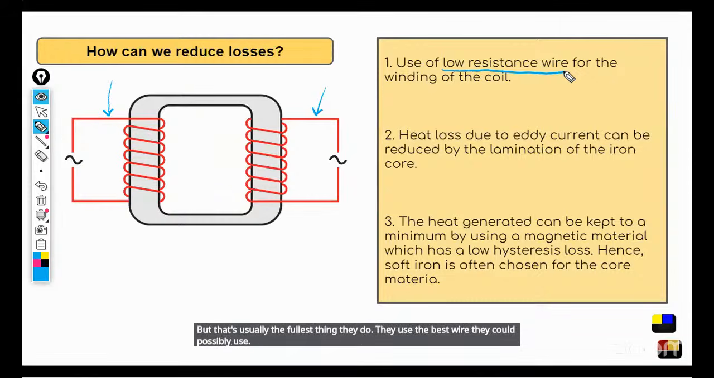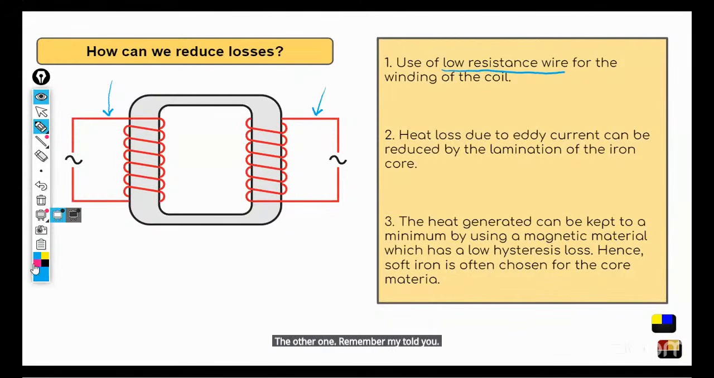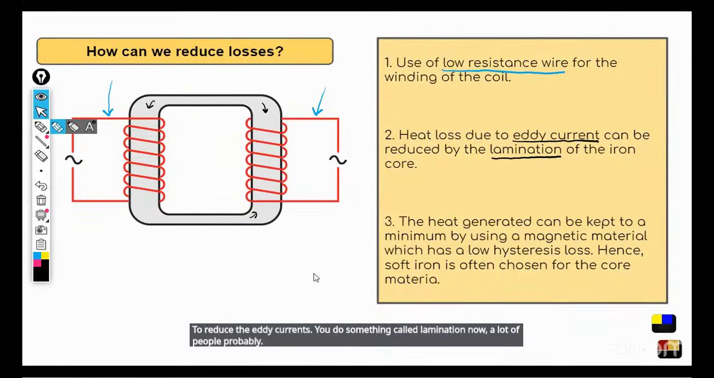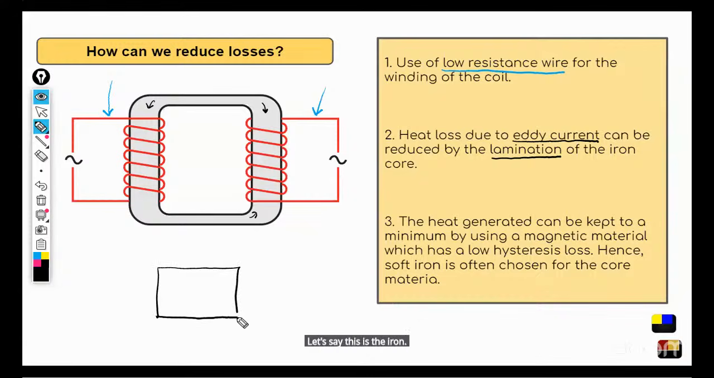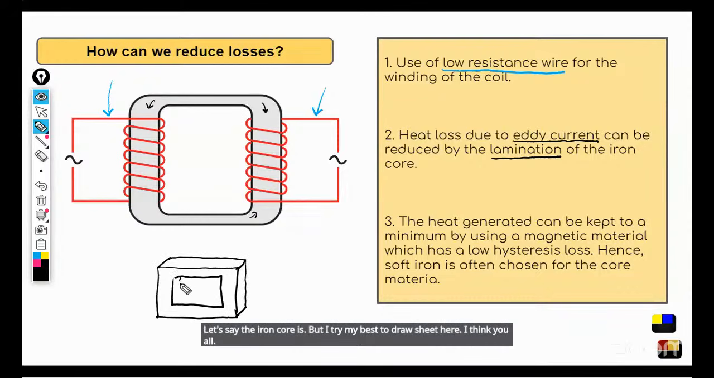The other one, remember I told you, in the iron core, small currents do develop. You call them what? Eddy currents. To reduce the eddy currents, you do something called lamination. Now, a lot of people probably don't know what lamination is. I'm going to draw a kind of 3D diagram here. Let's say this is the iron core. I'll try my best to draw a shape here. I think you all can see the shape here, right?